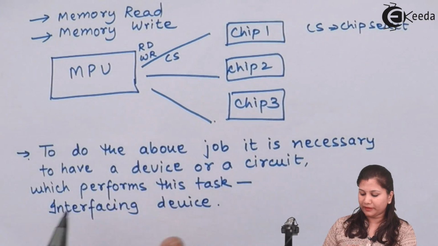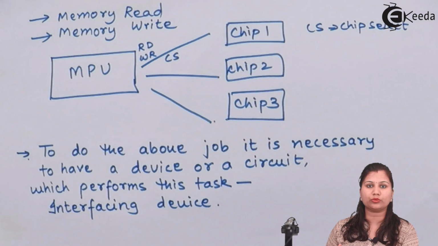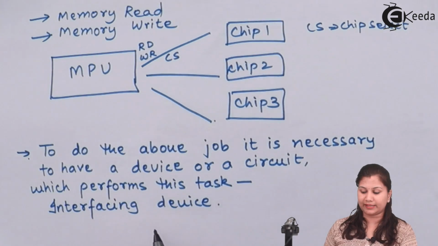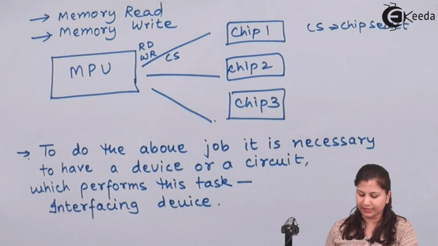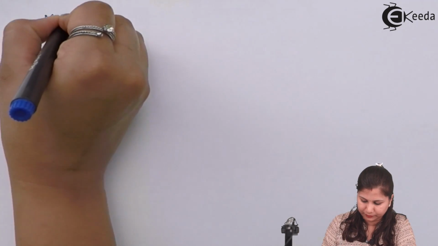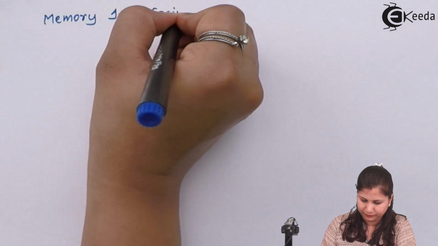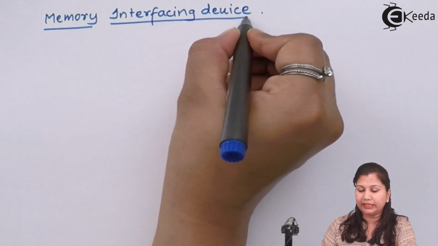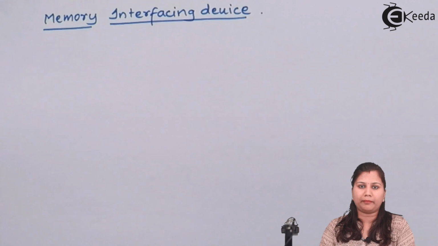So to do the above job, it is necessary to have a device or a circuit which performs this task of reading and writing into the memory or selecting the memory chips, and that device is known as the interfacing device. Because it is linked with the memory, it is also known as the memory interfacing device. This device basically interfaces the memory with the microprocessor.